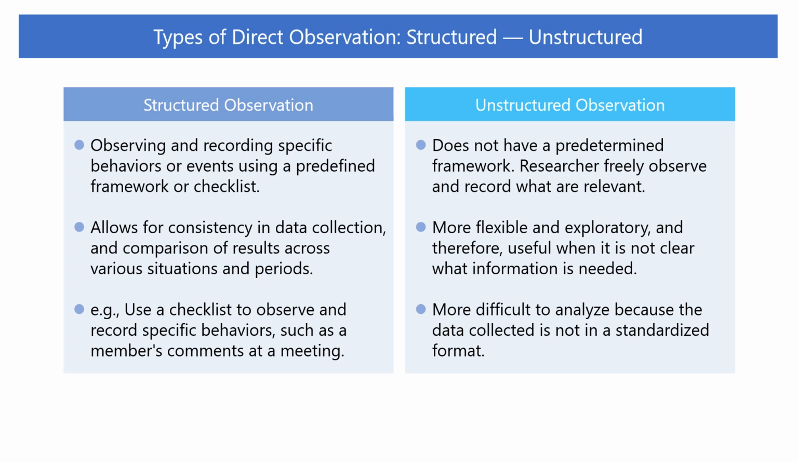Unstructured observation is a method that does not have a predetermined framework and allows the researcher to freely observe and record what they deem relevant to the research objectives. This approach is more flexible and exploratory and therefore useful when it is not clear what information is necessary. However, unstructured observation can be more difficult to analyze because the data collected is not in a standardized format.